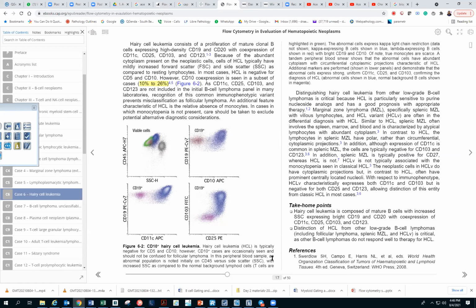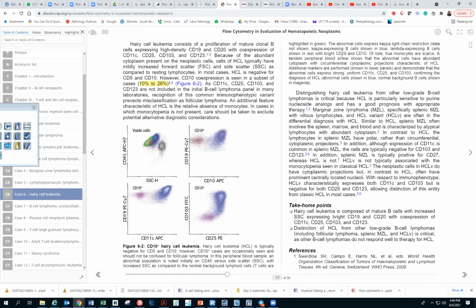In this peripheral blood example, an abnormal population is noted initially on CD45 versus side scatter, with increased side scatter as compared to the normal background lymphoid cells. T cells are highlighted in green. The abnormal cells express kappa light chain restriction, that is not shown, and kappa expressing B cells are shown in blue. The lambda expressing B cells are shown in red.